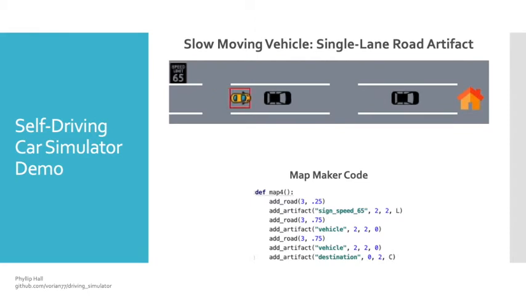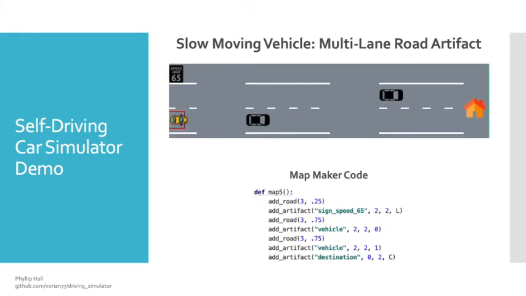For brief moments after the slow-moving vehicles reach the end of the road, you will notice the virtual car returning to the posted speed of 65. This map is configured with two-lane roads that contain slow-moving vehicles.